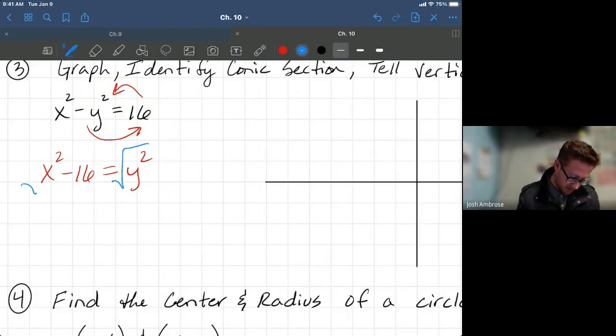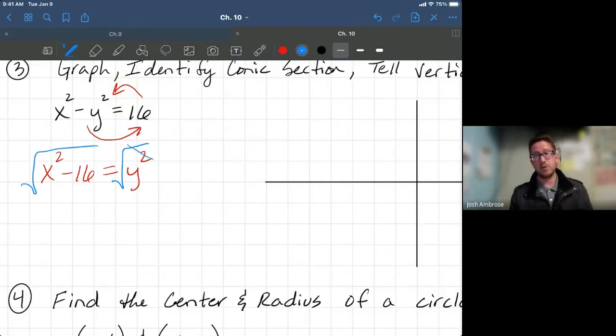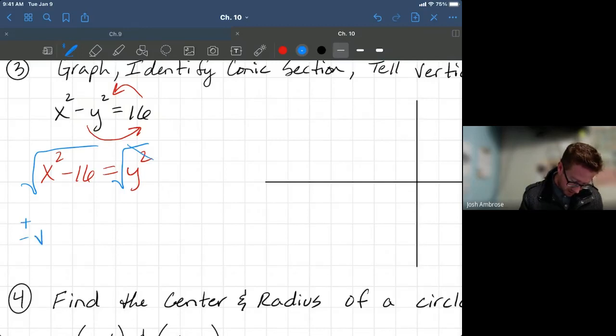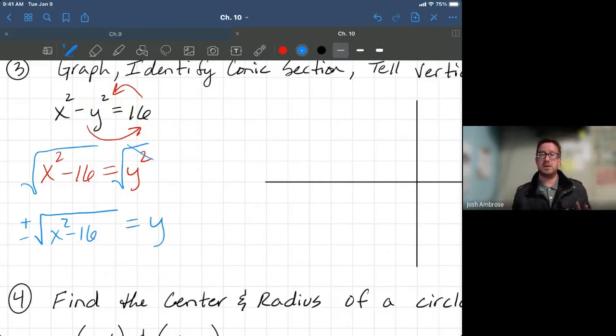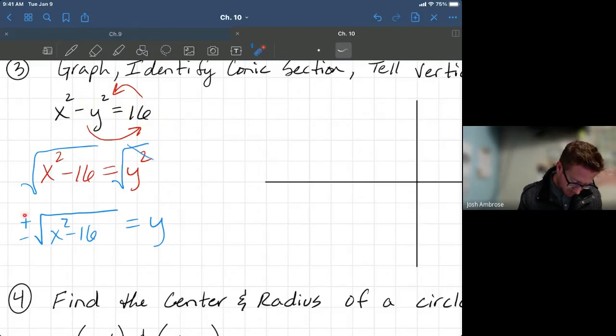Let's get rid of that square by taking the square root of both sides. And then go ahead and rewrite this. Positive and negative square root of x squared minus 16 is now equaling y. y is by itself because we took the square root of both sides. Okay, so when we move everything around, that's the equation we're getting. Let's go ahead and plug that into the graphing calculator. And again, don't forget, positive is your y1, negative is your y2. So plug that in because you've got to represent both parts.